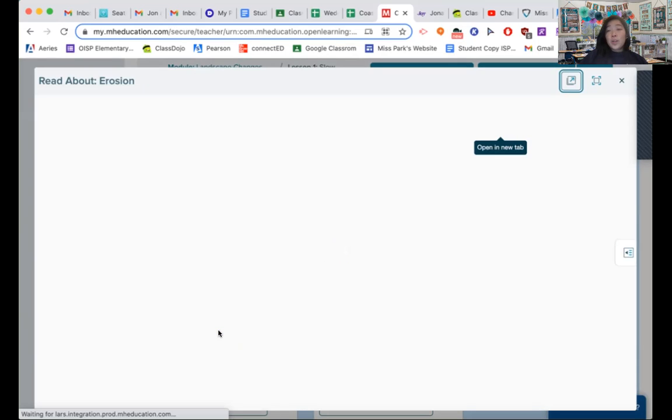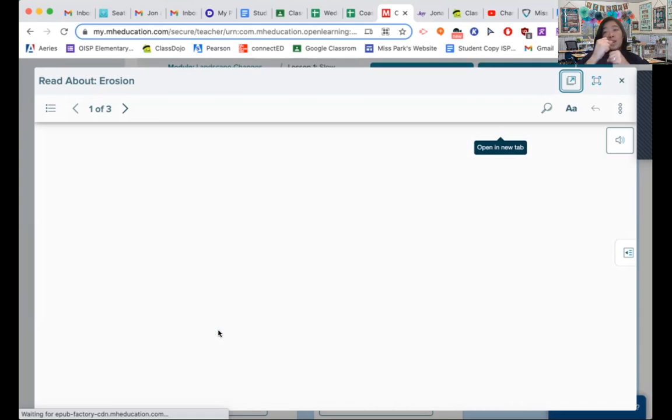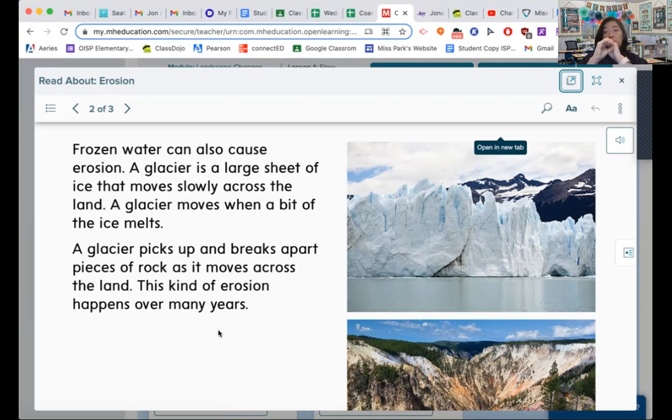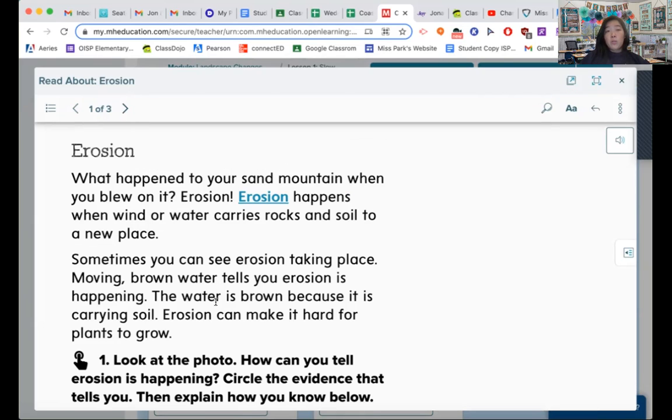Okay, the next one we're going to review is erosion. So remember, the breaking down of rocks into smaller pieces is called weathering. Now we're going to be learning about erosion. What happened to your sand mountain when you blew on it? Erosion. Erosion happens when wind or water carries rocks and soil to a new place.